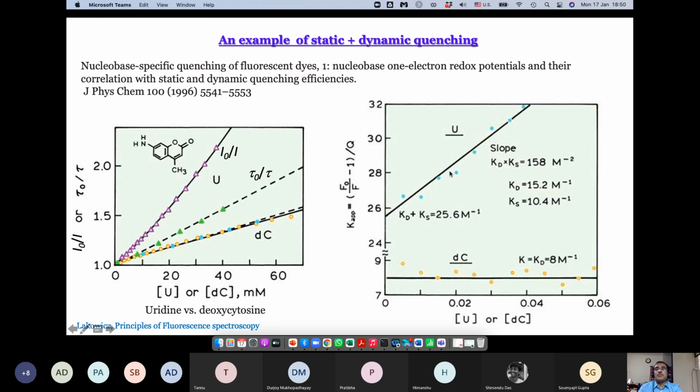And in case of uridine, the value of the slope is 158 M to the power minus 2. The value of the intercept is 25.6 per molar. From there, you find out what is Kd and what is Ks. And how do you know that Kd is 15.2 and not Ks? That you know from this tau 0 by tau plot. This is an example where you see static as well as dynamic quenching, and we learn how to make out between the two.